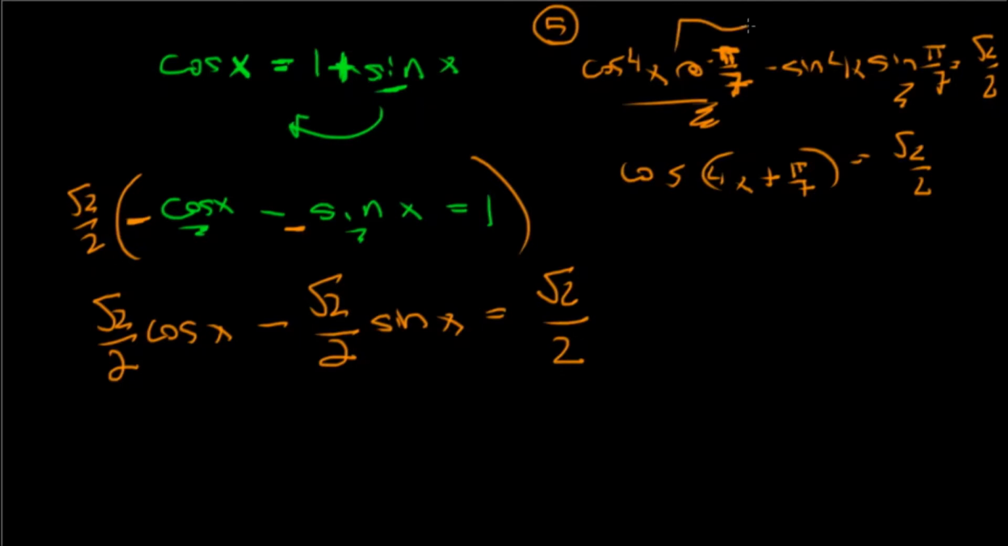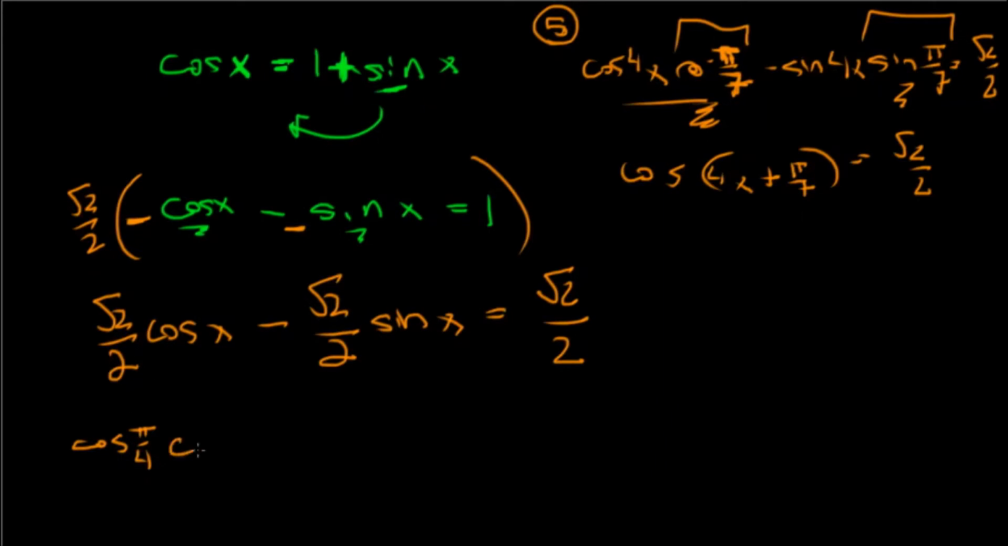Like up here, we had this number and this number. Sine pi over 7 is some number between 0 and 1. So I'm going to rewrite root 2 over 2 as, what is that? That's cosine pi over 4. We are turning this into my number 5 problem from my problem set number 2.